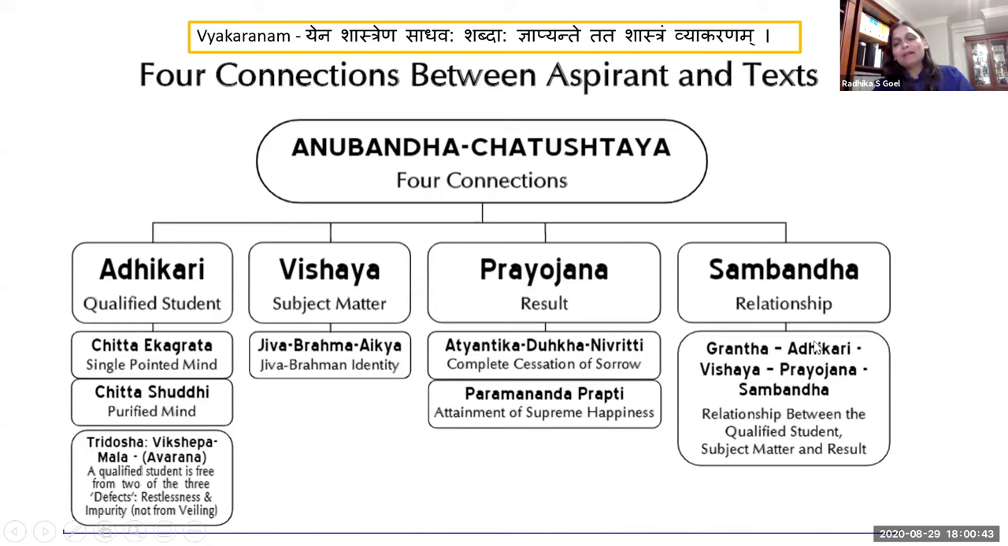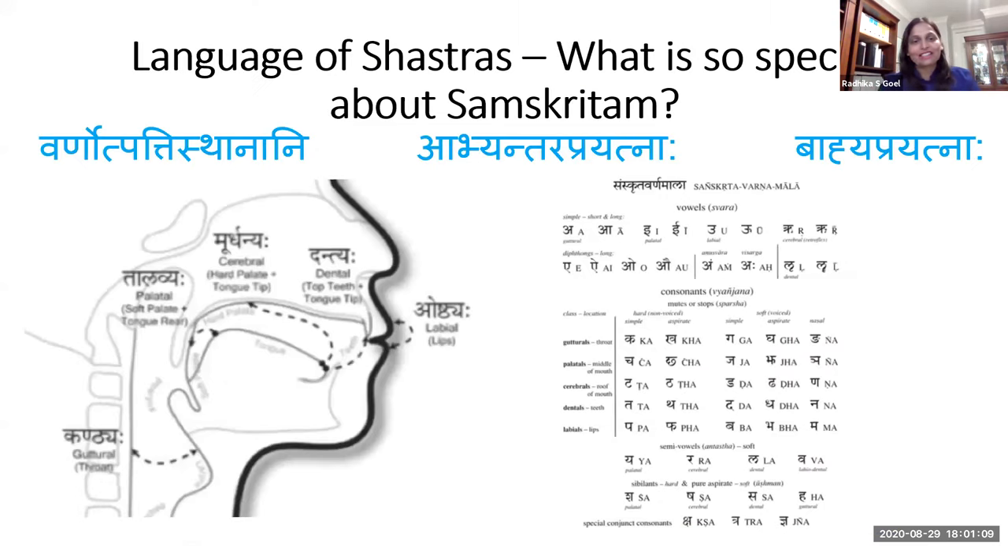And then there is the sambandha, which is the relationship between adhikari and vishaya, adhikari and prayojana. So how would we apply the topic as an adhikari, and what is the application? Without a purpose, there is no point, right? So what the Anubandha Chatushtaya gives is a purpose and a direction to the students.